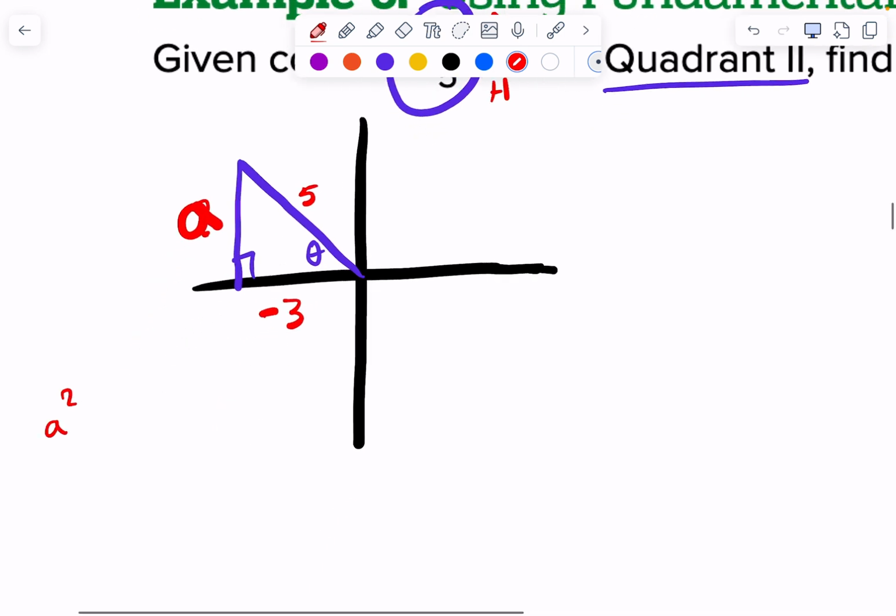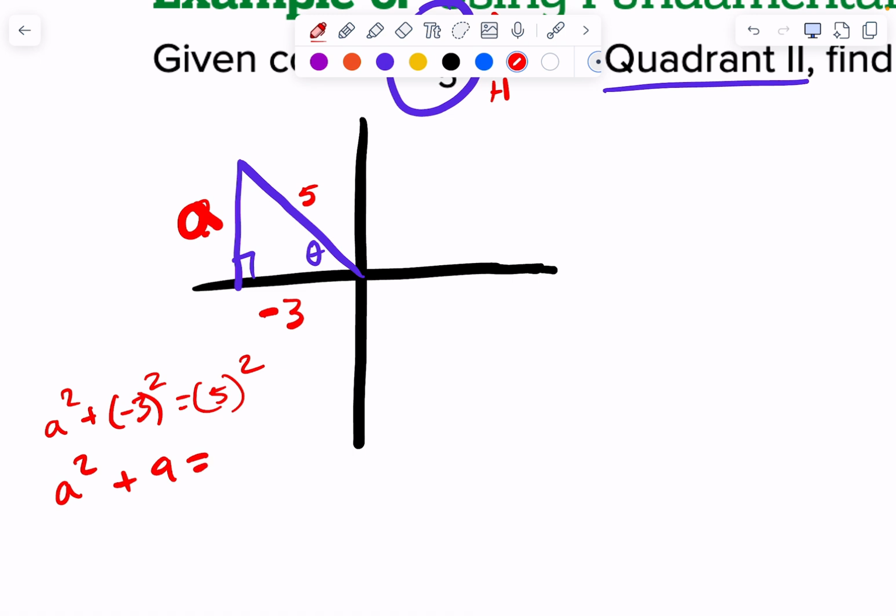A squared plus negative 3 squared equals 5 squared. A squared plus 9 equals 25. If we subtract the 9, we get 16. You should know that already, because this is a 3, 4, 5 triangle. Now, should the 4 be positive or negative? Positive, because it's going up, right? Always check that before you start doing all your other stuff.